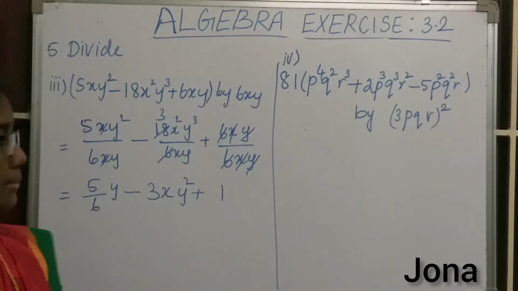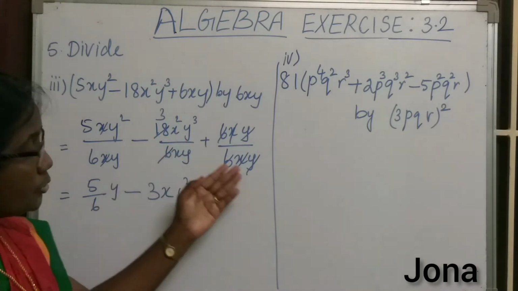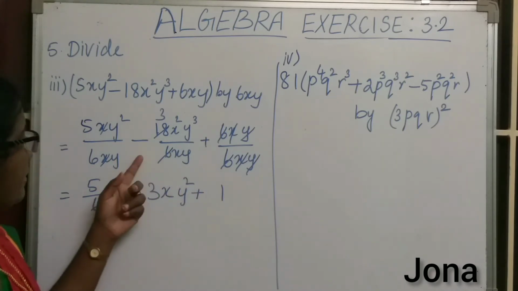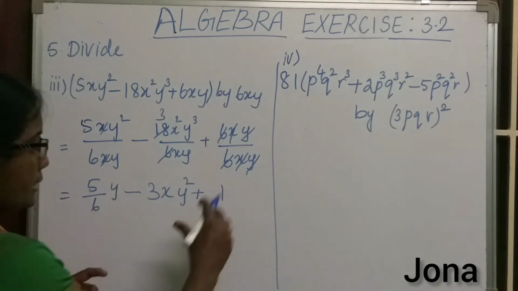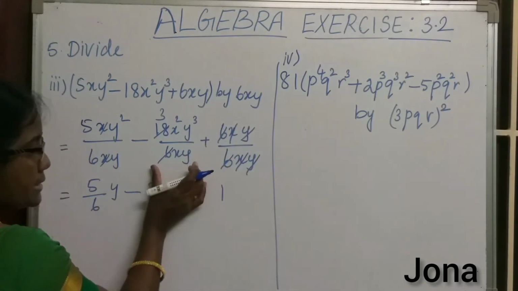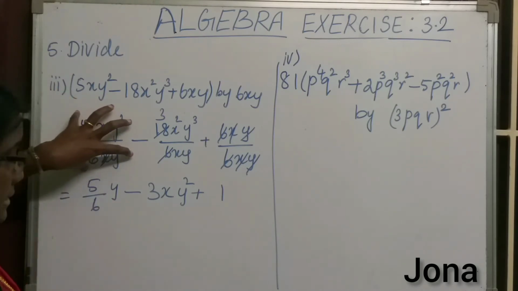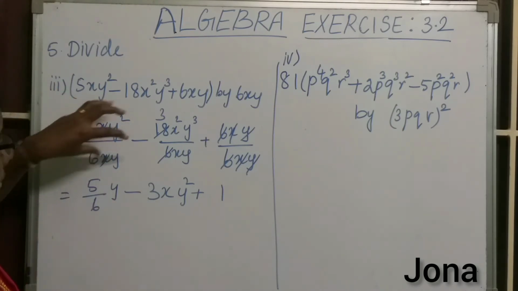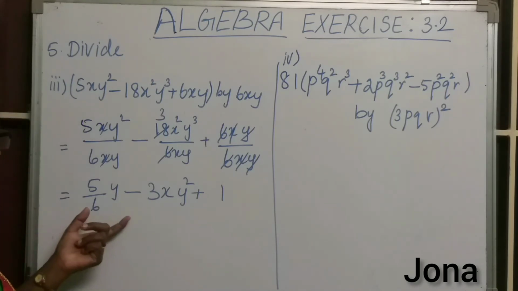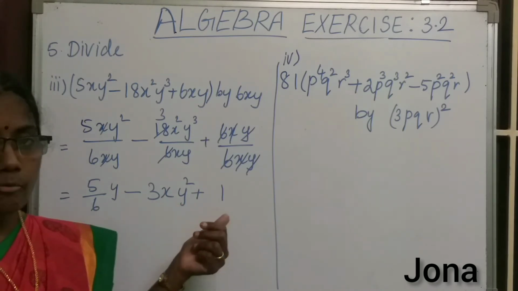So one more thing. See here. We should not cancel from here to here, because in between we have the plus symbol. And here we have the minus symbol. Here in this particular term, this is the third term. This is the second term. And this is the first term. In this first term itself we have to simplify everything. And here itself we have to simplify everything there. Okay. So your required answer is 5 by 6y minus 3xy square plus 1.